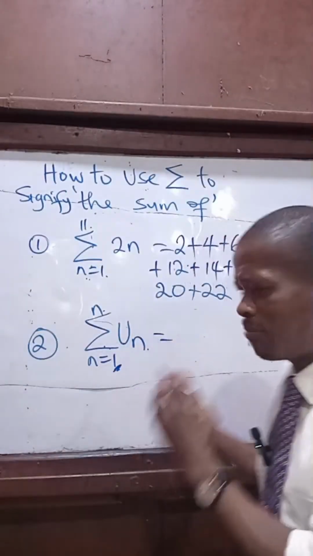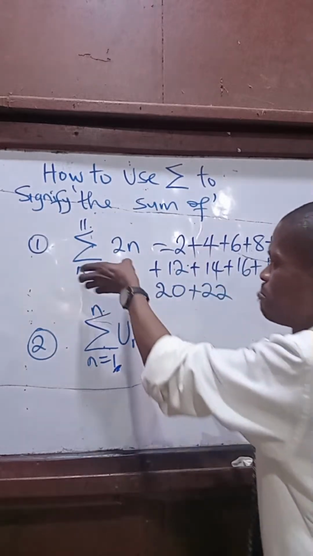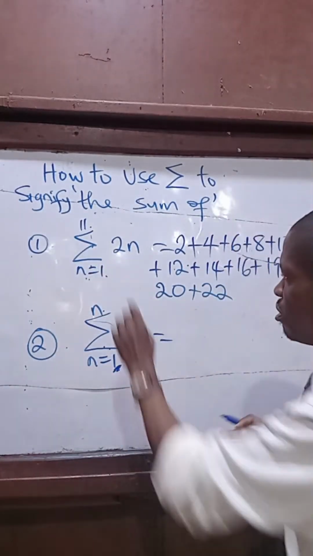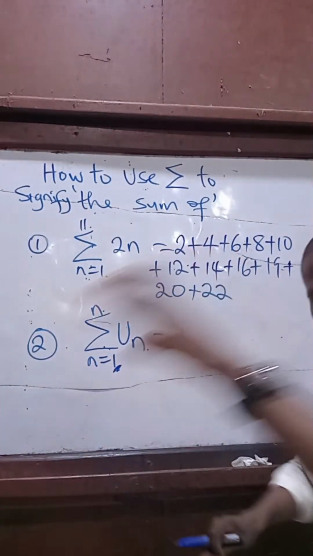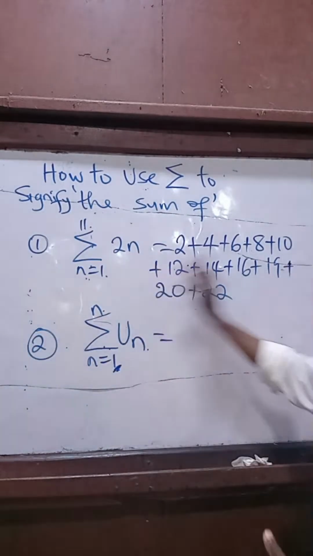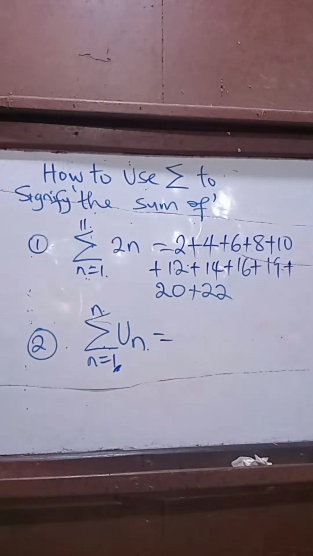So that is the beginning of this work, and this is the interpretation of sigma. Instead of doing the manual 2 plus 4, plus 6, we're going to use a formula to get the sum of that. This is C1, this is statistics. We are looking at sum of, a continuation of the sum of a series.